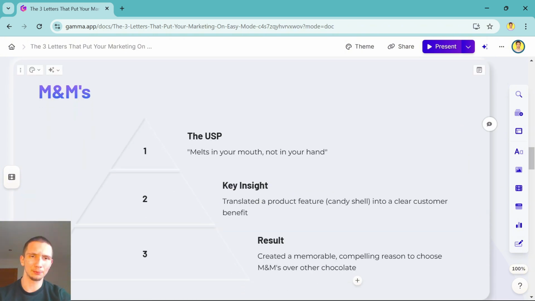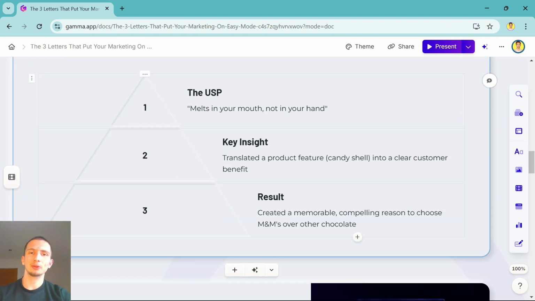Next one, M&M's. The USP: "melts in your mouth, not in your hand." This is really, really important, this one. You need to pay attention to this because it's so important. The key insight here is that it translated a product feature, which was the candy shell, which originally nobody would care about. Nobody actually cares about the candy shell. They can get any other candy they want. It doesn't matter if it's on top of chocolate.